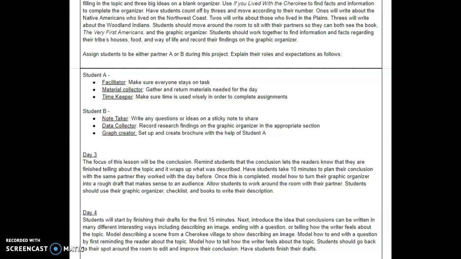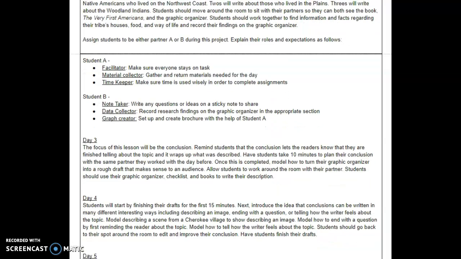So student A is responsible for making sure everyone stays on task, gathering and returning materials needed for the day, and to make sure time is used wisely. Student B is responsible for writing any questions or ideas that they have during group work on a sticky note to later share with the class or with the teachers, recording research findings onto the graphic organizer in the appropriate section, and then setting up and creating the brochure, and then they can also get some help from student A for that.